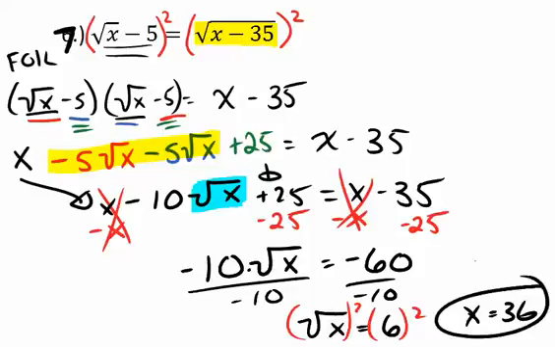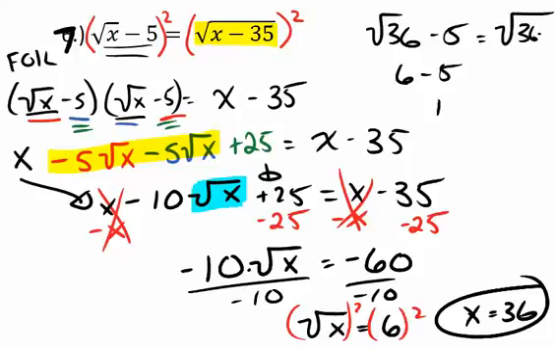Now again, what you should do is go back to the original and plug it in. Square root of 36 minus 5 is 6 minus 5, which is 1. And if I do square root of 36 minus 35, that's square root of 1, which is 1. So that checks out.